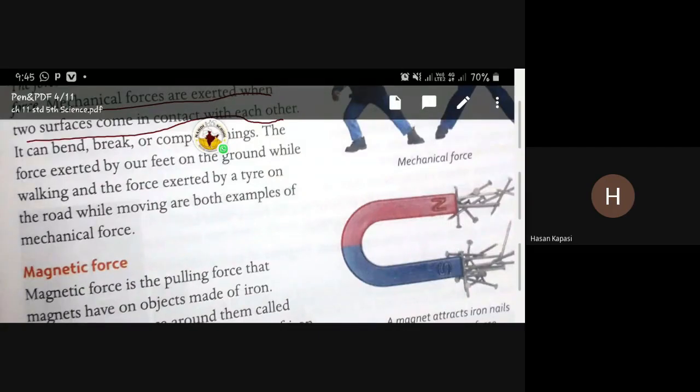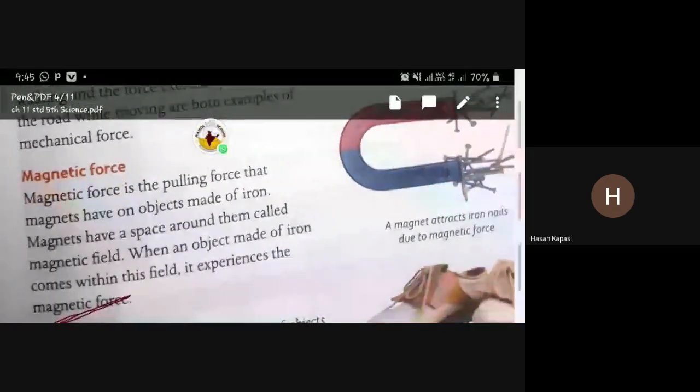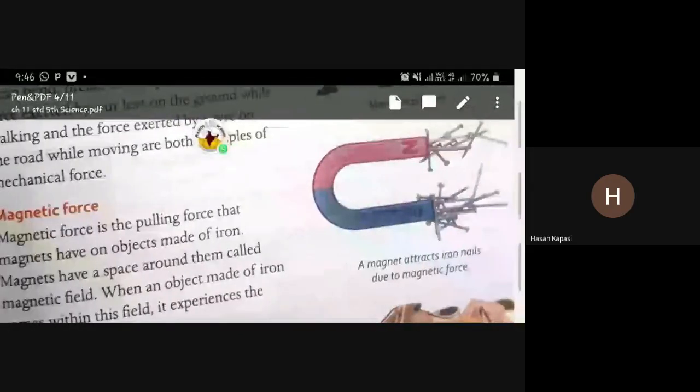a mechanical force. Now magnetic force. Magnetic force means a force coming from the magnet. When you are attracting small pieces of iron, some force is helping to hold this piece of iron. When we attract pieces of iron towards a magnet, it holds them, it keeps them held. So that force is called magnetic force.